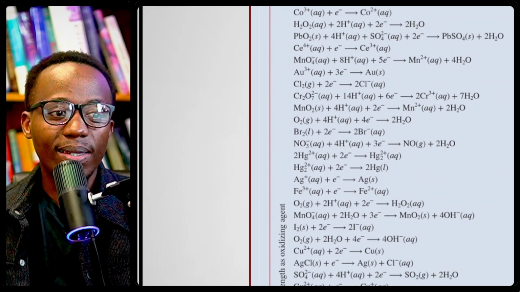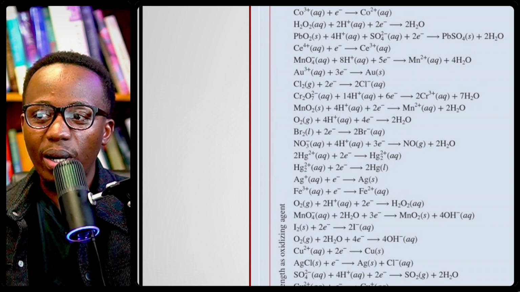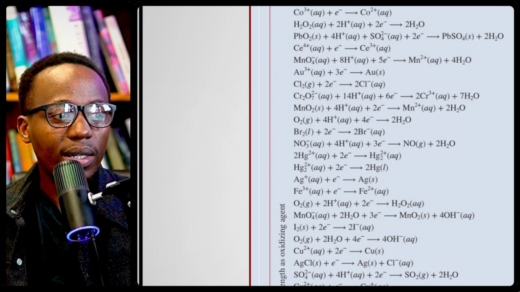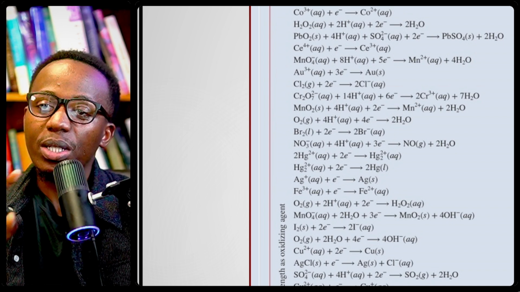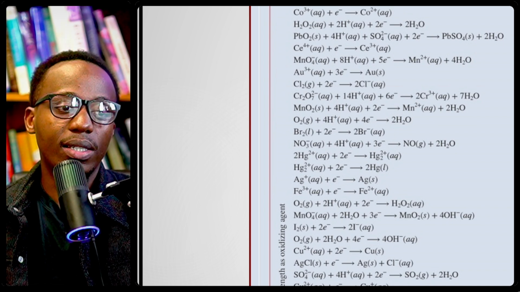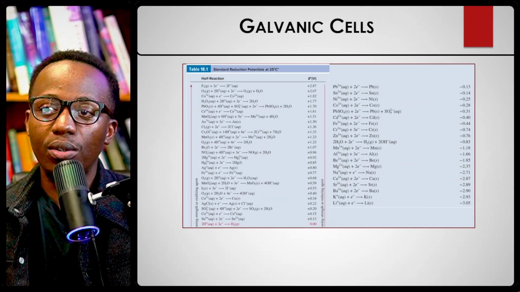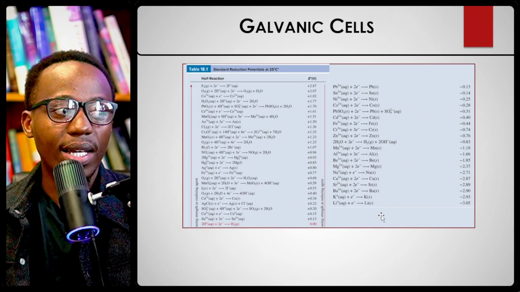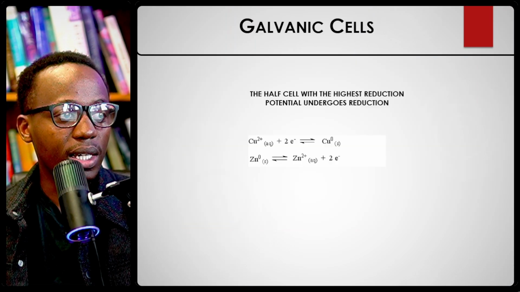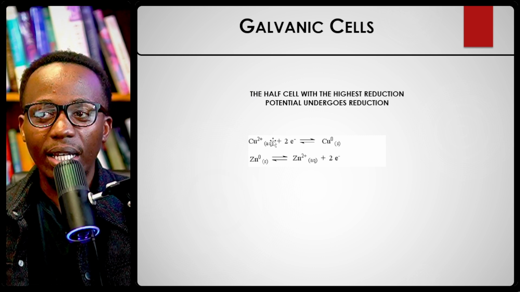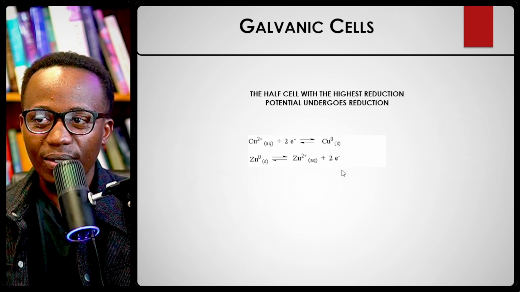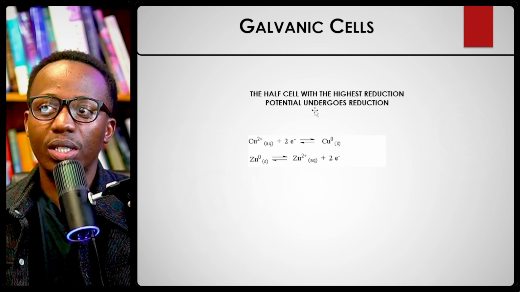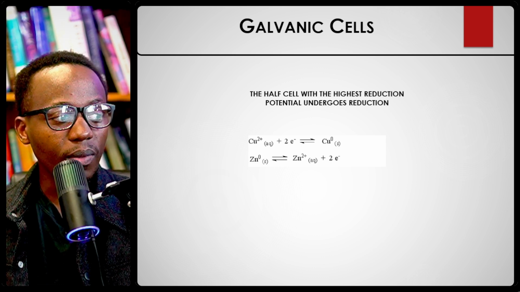Copper is plus 0.34, right? So copper is bigger than zinc, right? So then copper is going to undergo reduction, zinc is going to undergo oxidation. That's how you know. So you look at these, you're like, oh, okay, that's why copper gained electrons, zinc lost electrons. The half cell with the highest reduction potential undergoes reduction.